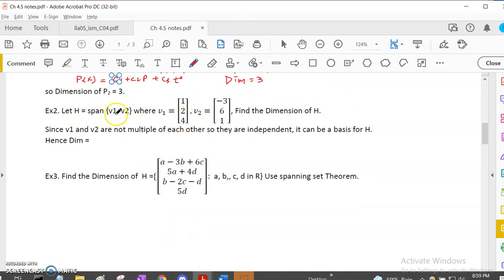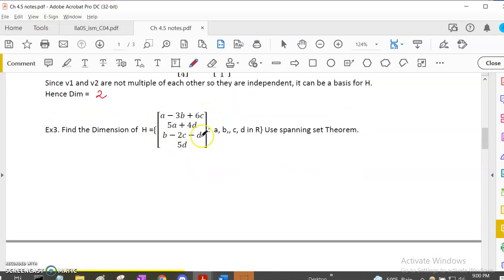Second example, I have two vectors. H is the span of them. So that span means all linear combinations of them. What is the dimension of H? Can we say it is a basis for the span? The only thing we need to check is if they are linearly independent, right? Because I have only two vectors and they are not multiples of each other, so they must be independent, and they are part of the subspace, which means all the other vectors are linear combinations of them, so it can be a basis for H. Hence, the dimension of H is 2. I have two vectors in the basis, so the dimension is 2.